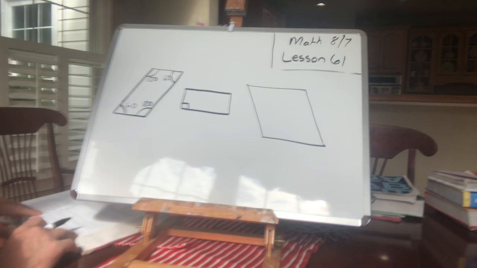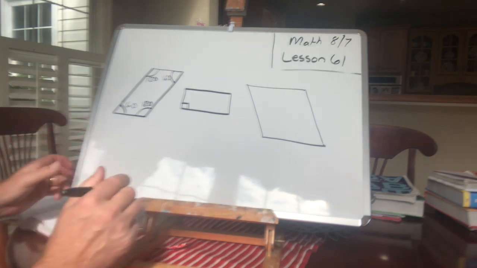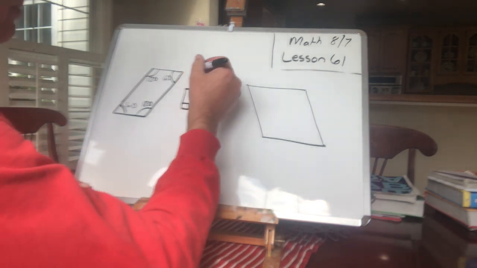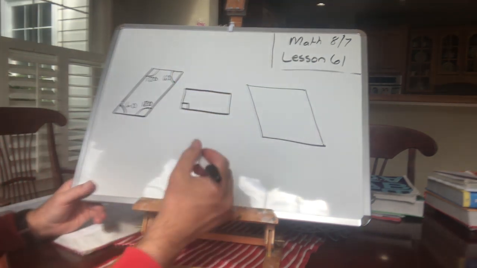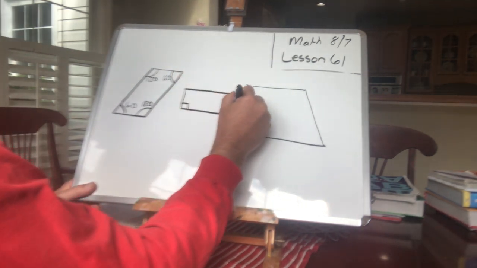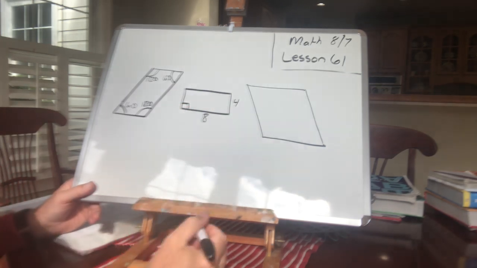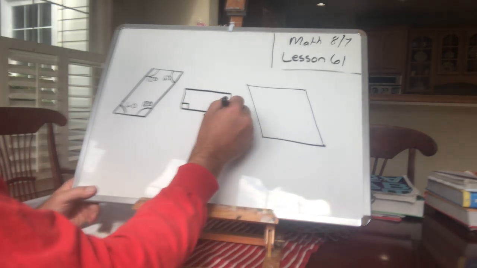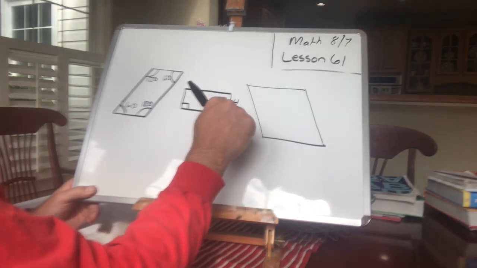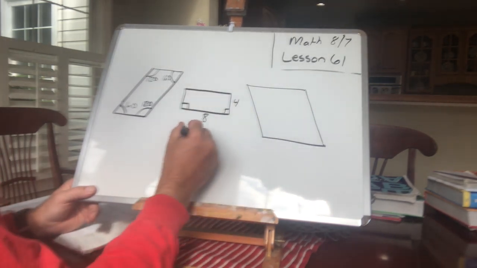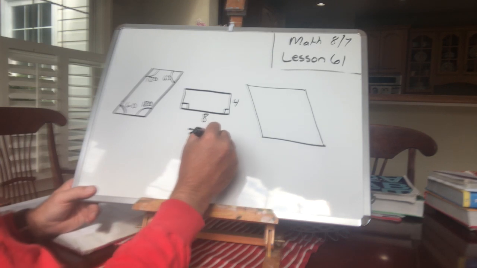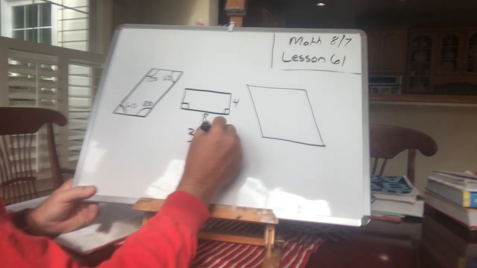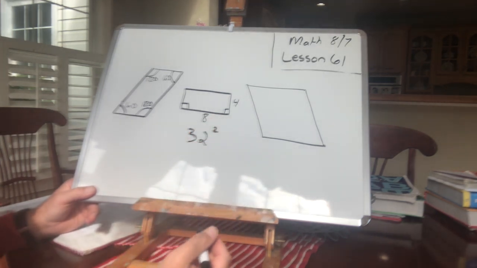So, we can find out the perimeter and we can find out the area of any parallelogram. We know that this one, the height is 4, the length is 8, so the area is going to be 32, whatever squared. If it's inches, it's 32 inches squared.